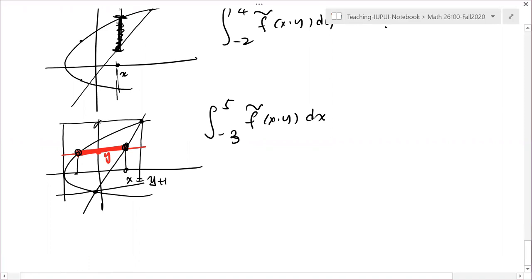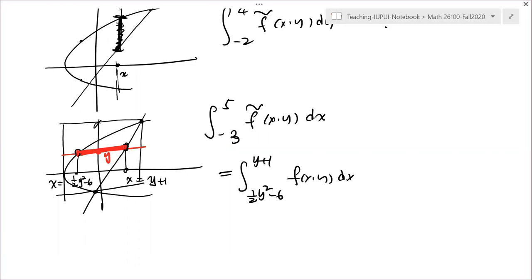And how about this one? I need to find x. It's on the parabola, so x is going to be half of y squared minus 6. For x less than that number, f tilde is 0. So that's why you can just let this be y plus 1, and here is equal to f of x. Yes, because f tilde will be 0 over this interval and over that interval. Now we are done, right?